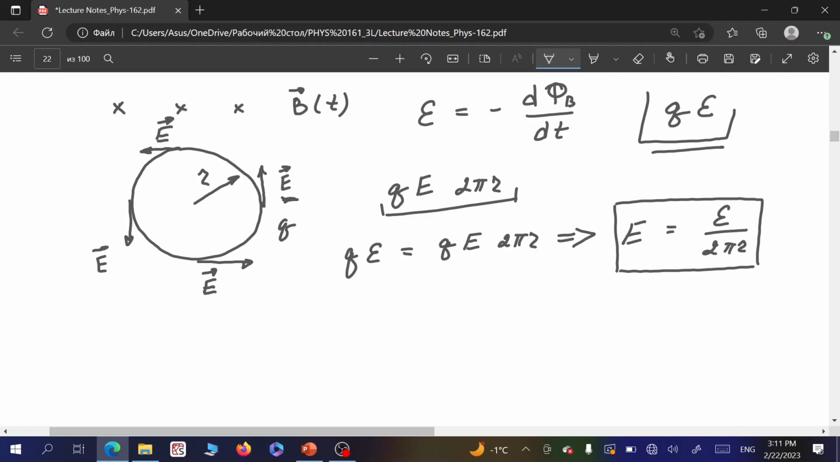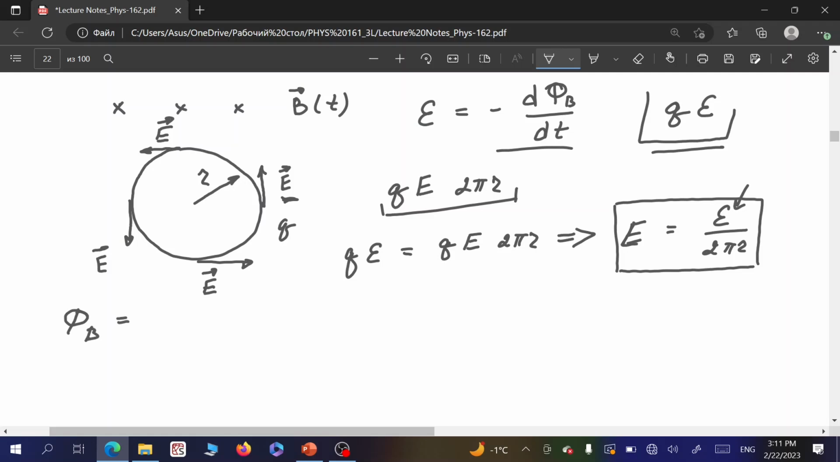So this is the magnitude of the induced electric field, not electromotive force. And now let us check what we can substitute here instead of electromotive force, the expression from Faraday's law. What will be the magnetic field flux, Phi B?